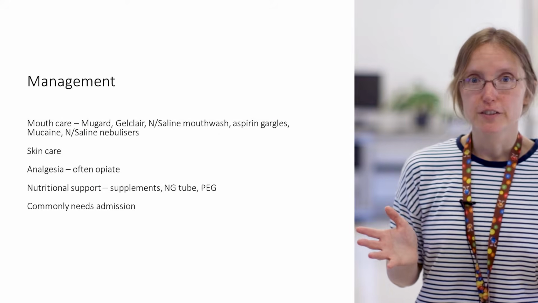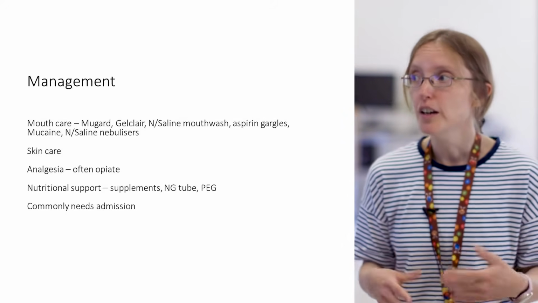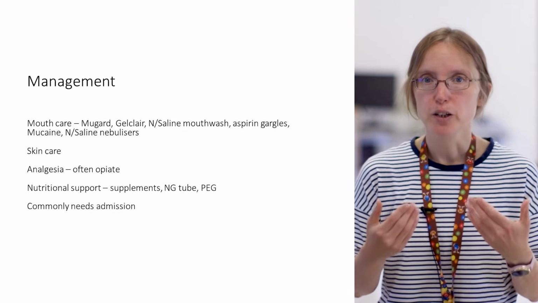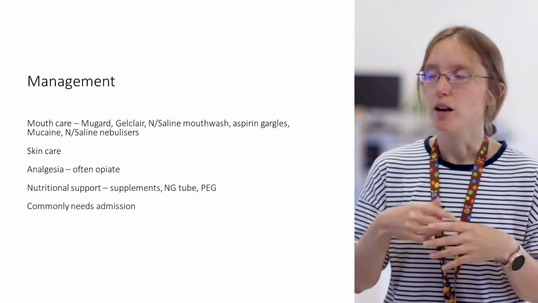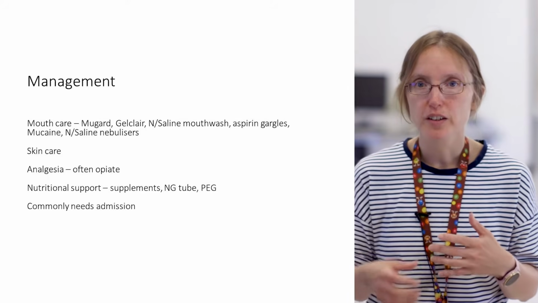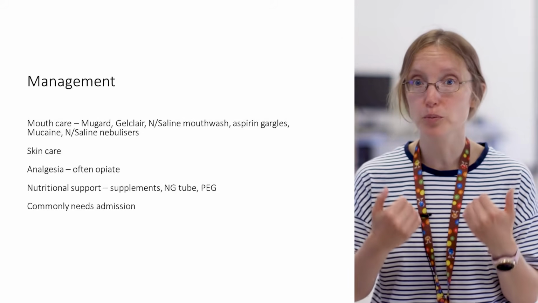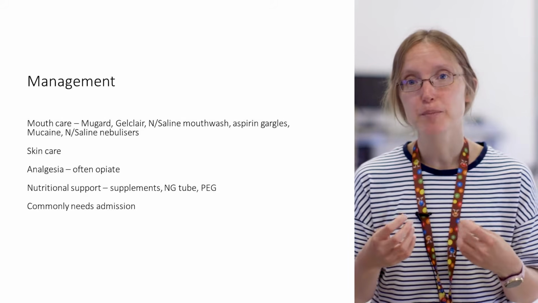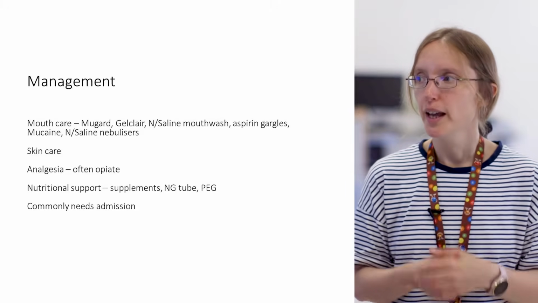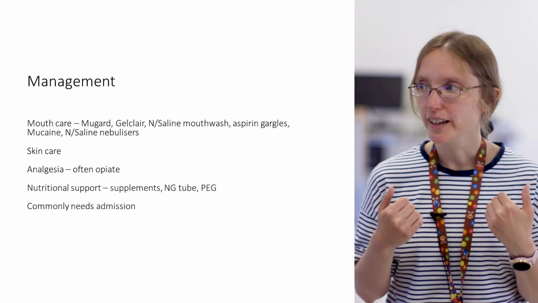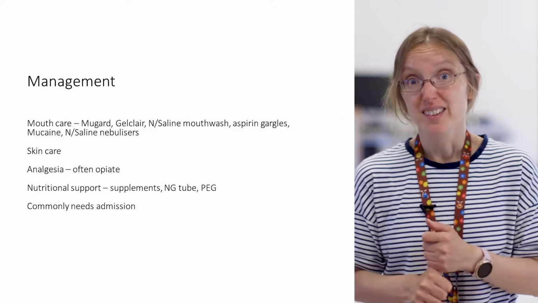So how do we manage these side effects should they happen? Patients having head and neck radiotherapy need very good mouth care. So we give them MuGuard, we give them Gelclair, which is like a clear gel that they can put on for some soothing. Mouthwashes, aspirin gargles, Mucaine has some anaesthetic and some lubricant in it to help with pain and to help patients swallow things over. Normal saline nebulizers are good for these thick secretions, helps patients get them up and get them clear. Lots and lots of emollients for skin care, and we've got special preparations should the skin break down. Analgesia, because this is very sore.